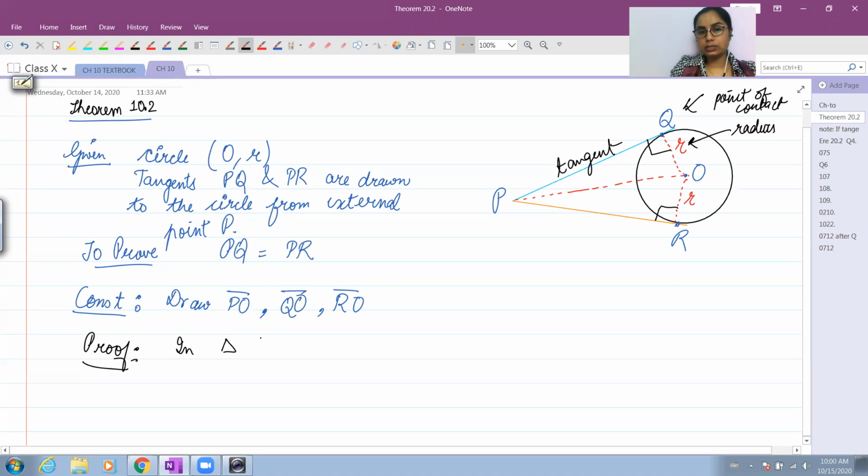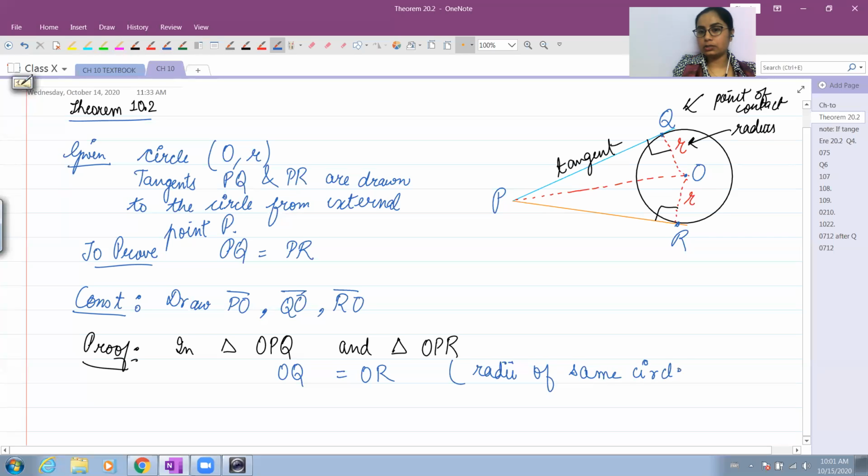I'm going to consider triangle OPQ and triangle OPR. Write down the pairs of equal sides or equal angles. Congruence कर रहे हैं, similarity नहीं कर रहे. Congruence में equality लिखनी है. So the first thing that I have is OQ is equal to OR. These are the radii of same circle. So they will be equal to each other.